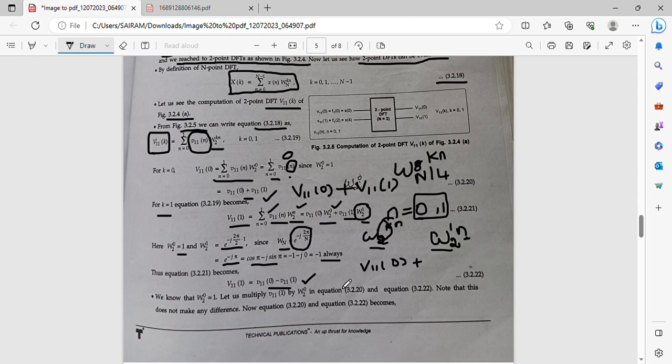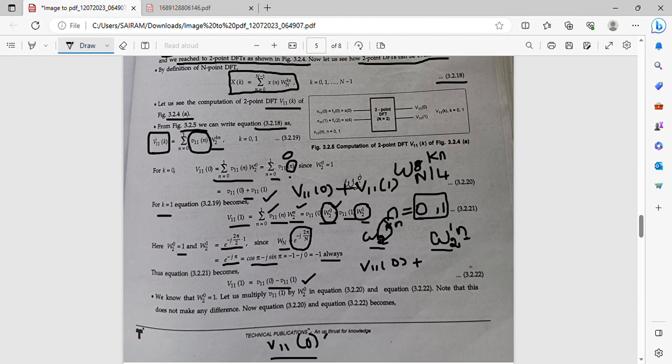Okay. Yes. So how am I going to get that? Here you get v11 of 0 into omega 2 to the power of 0. Now omega 2 to the power of 0 is what? Which is my 1, right? So I'm going to directly get it as v11 of 0.